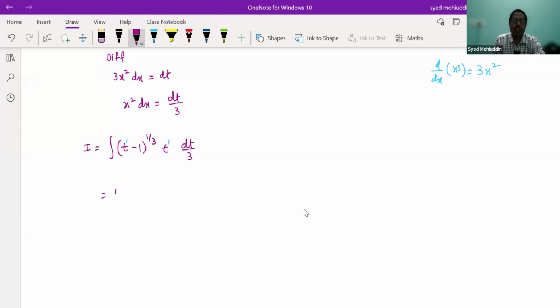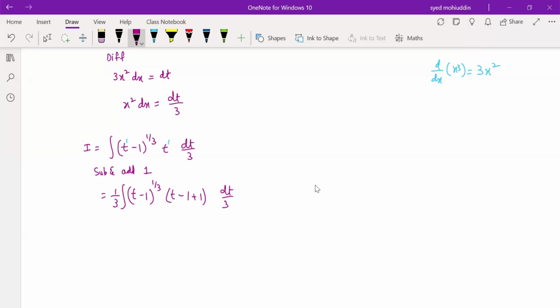Therefore, I'll try to simplify this. Divided by 3, I can take it outside and write t minus 1 whole power of 1 by 3. I'm adding and subtracting 1. Is this step clear? Because this is one way of solving. From here, this way will slightly change. Any questions here?